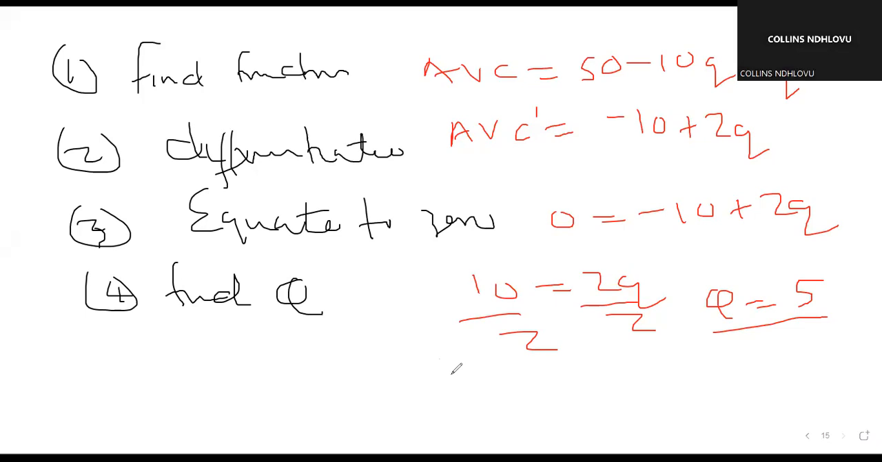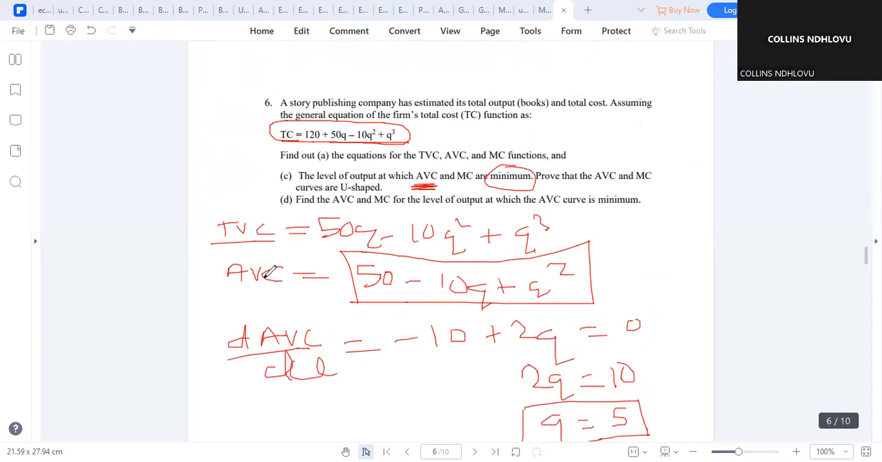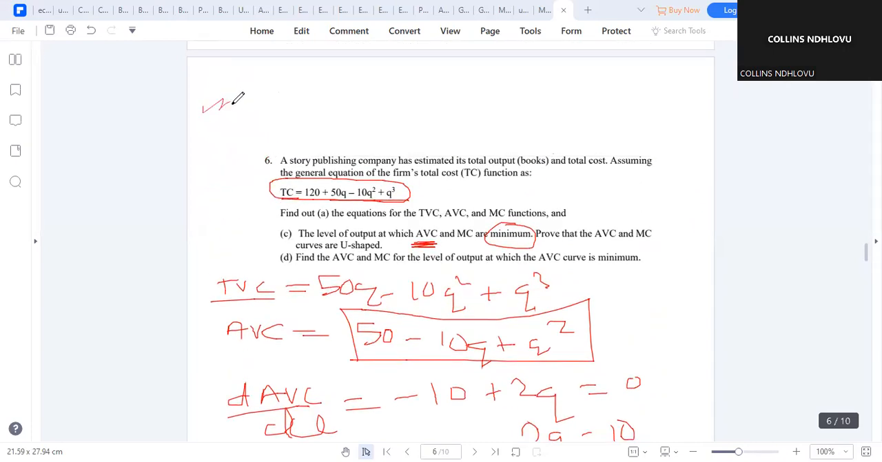Okay, so let's go to the next question. It's asking us to minimize our marginal cost. So firstly, before we minimize our marginal cost, somebody help us find the marginal cost for this function. What is our marginal cost? MC is equal to what? The derivative of DTC over DQ.